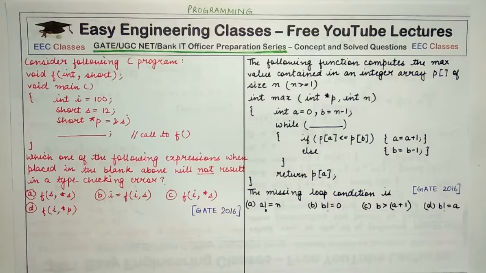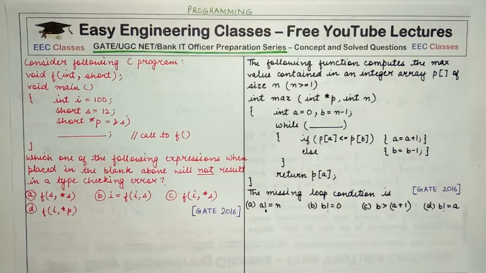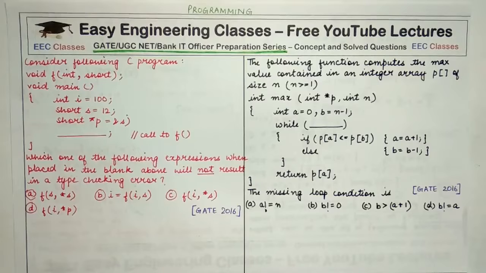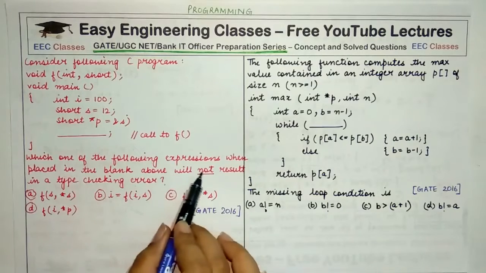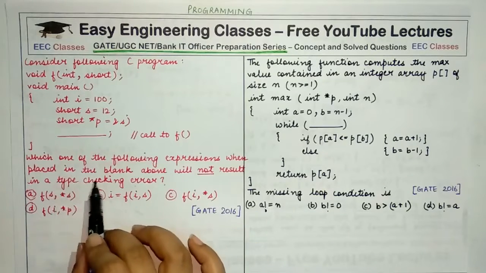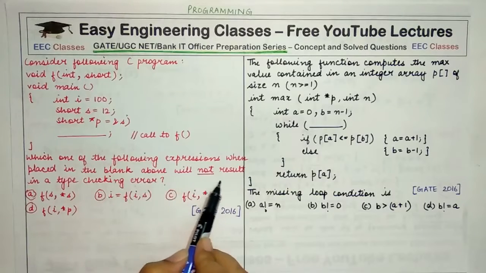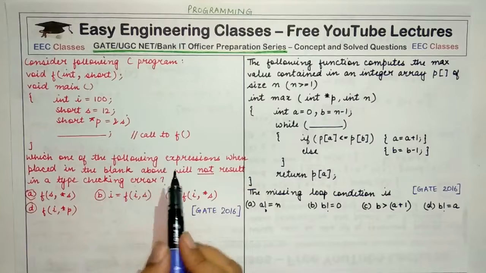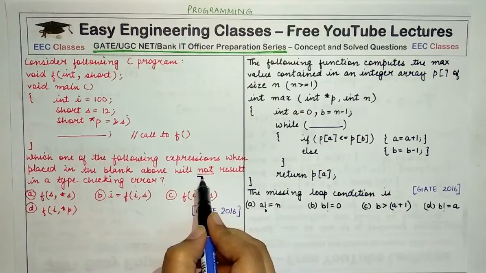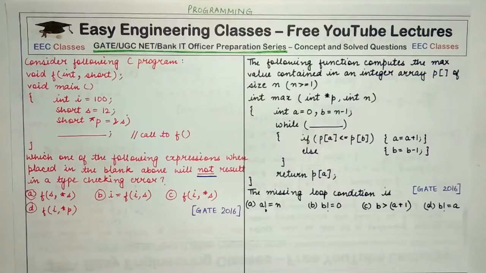The first question gives you a particular short code and it is asking which one of the following expressions, when placed in this blank above, will not result in a type checking error. A type checking error occurs when the call to a function does not match the actual definition or declaration of the function.